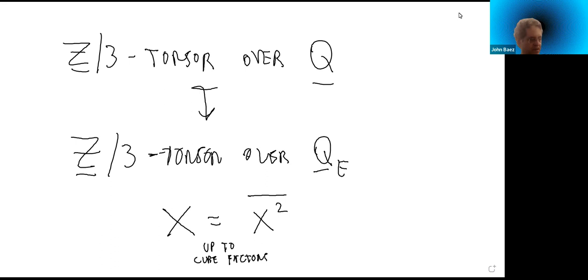And one way I described this was I said that if you got this Z mod 3 torsor over the Eisenstein field, that's giving you a cubic extension of the Eisenstein field, but the Eisenstein field is itself a quadratic extension of the rational field. So when you compose those two extensions, you're getting a sixth degree extension. And you can ask about the nature of that sixth degree extension.